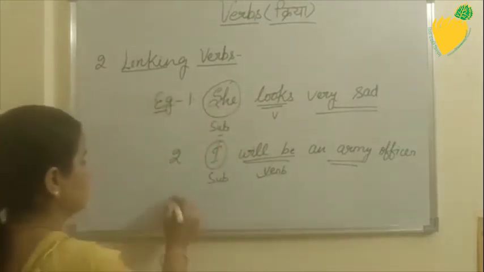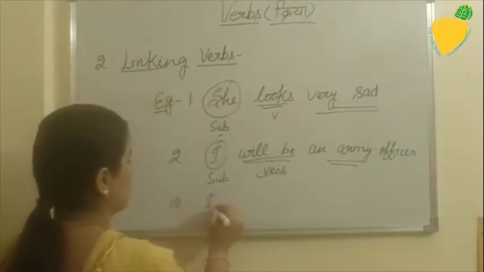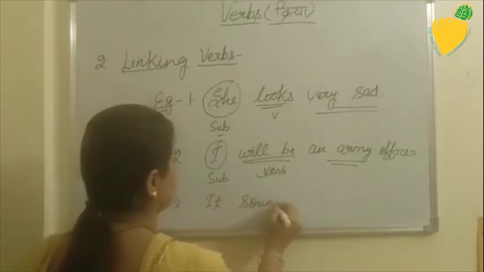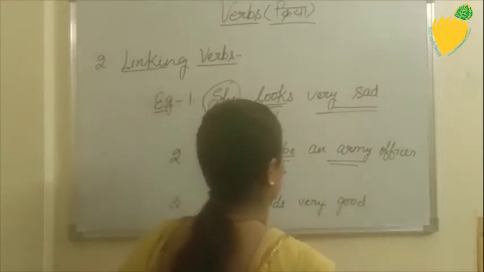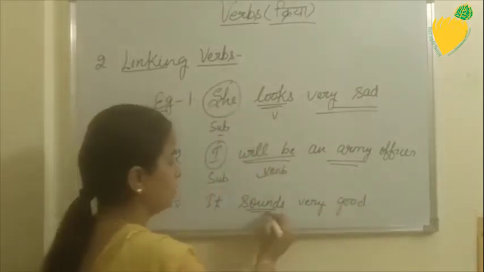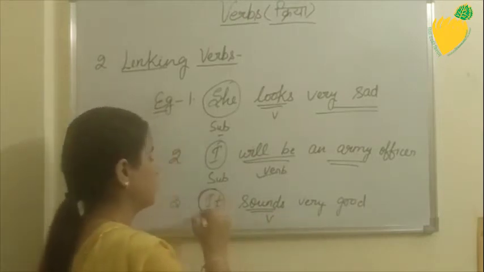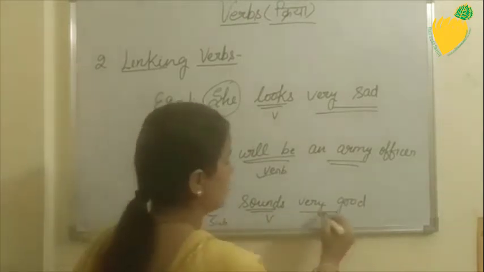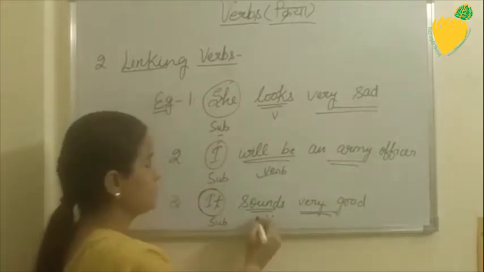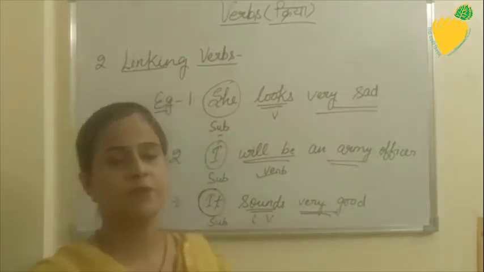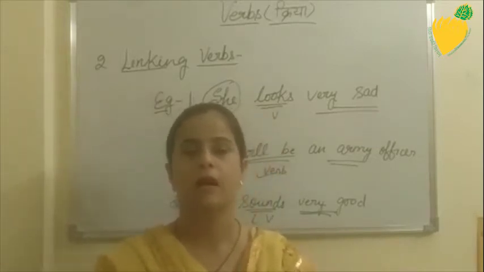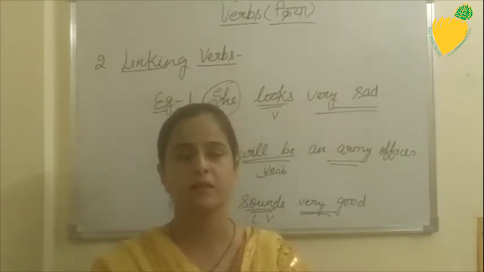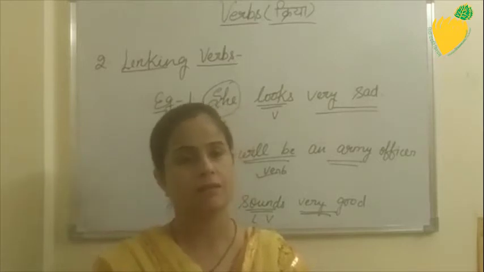Next example is, it sounds very good. Now sounds is the verb which is joining the subject it with its complement. So sound is a linking verb. Verbs such as is, am, are, was, were, will be, shall be, look, appear, sound, see, turn, taste, these verbs work as linking verbs.